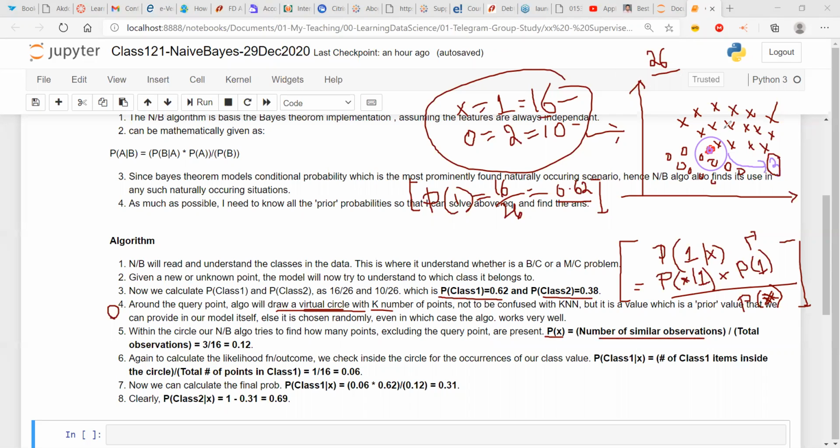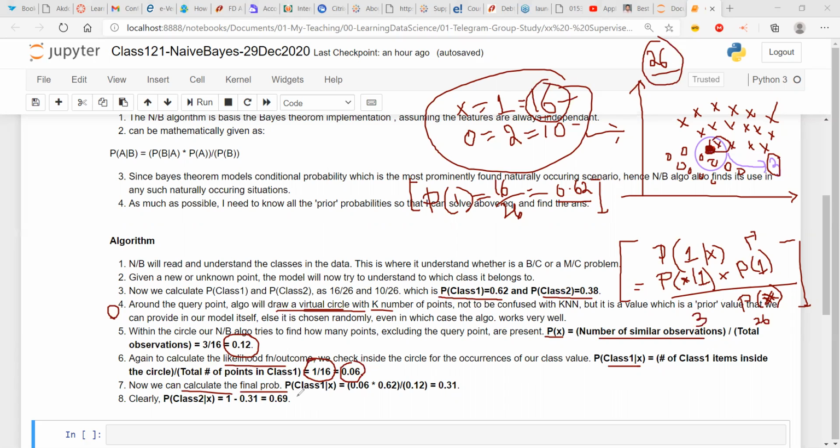How many observations are there similar to the query point? When the query point is not classified, everything else inside the circle is considered similar to it. That's why I have 3 points, divided by the total number of points, which is 26. So 3 divided by 26 gives a value of 0.12. Then I calculate the probability of x given class 1, which is my likelihood: only one item is within the circle, divided by the total number of class 1 items, which is 16. Hence, 1 divided by 16 is equal to 0.06.